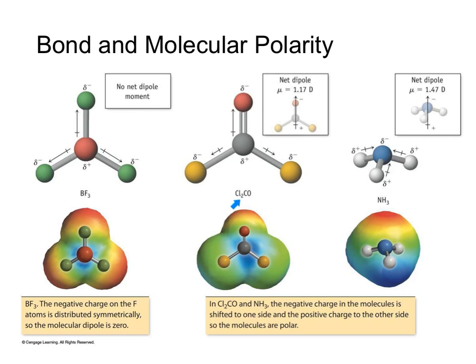As opposed to CCl2O, carbon here in the middle, 2 chlorines and an oxygen. Now we have a little bit of a pull between the carbon and the chlorines, but we have a much larger pull between the carbon and the oxygen, resulting in a net dipole that will move straight up through the molecule like this.